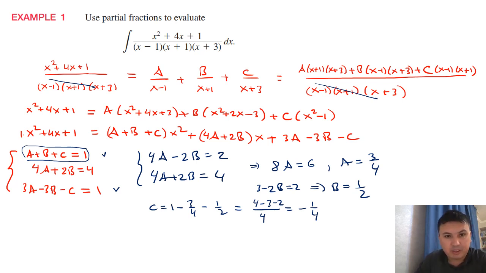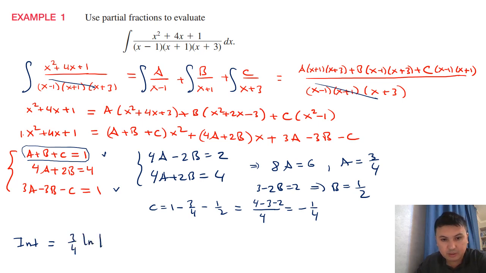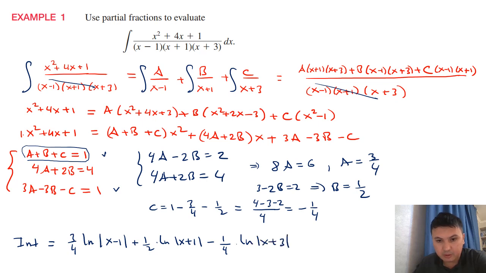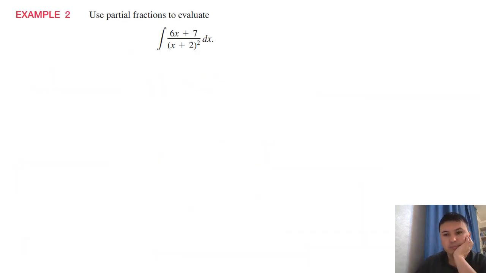Thus, my integral becomes the integral of these terms, right? So for the first one, A times ln of x minus 1. A is 3 over 4, so 3 over 4 ln, in absolute value, of x minus 1. And then B is 1 half, so 1 half times the integral of 1 over x plus 1, which is ln of x plus 1. And for C, I have minus 1 over 4 times 1 over x plus 3. When you integrate, you get ln of x plus 3, plus constant. All right.